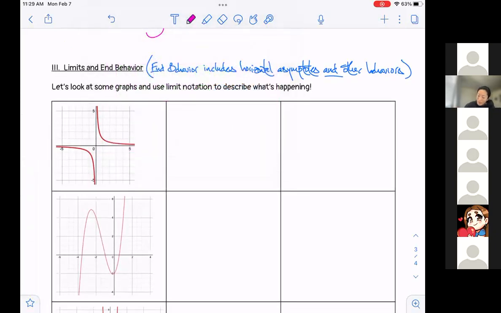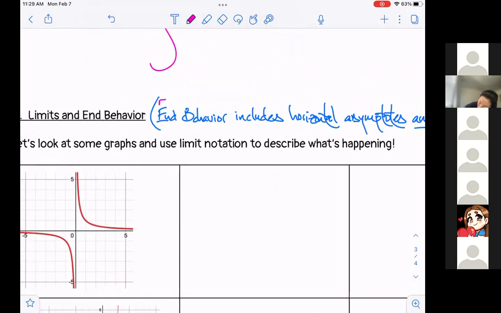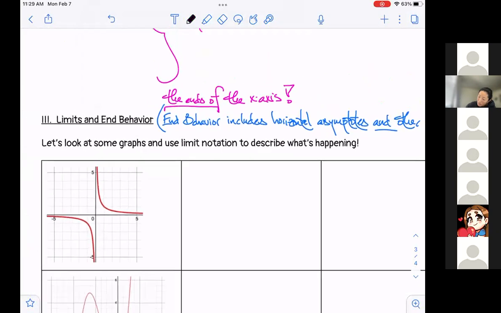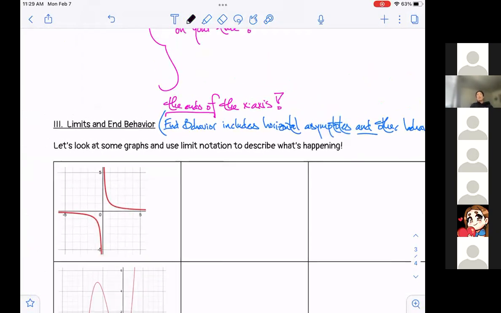One more thing I want to say about end behavior. End behavior refers to the ends of the x-axis. Okay. We're looking at the ends of the x-axis. Can someone tell me what is the x value at the very left end of the x-axis?